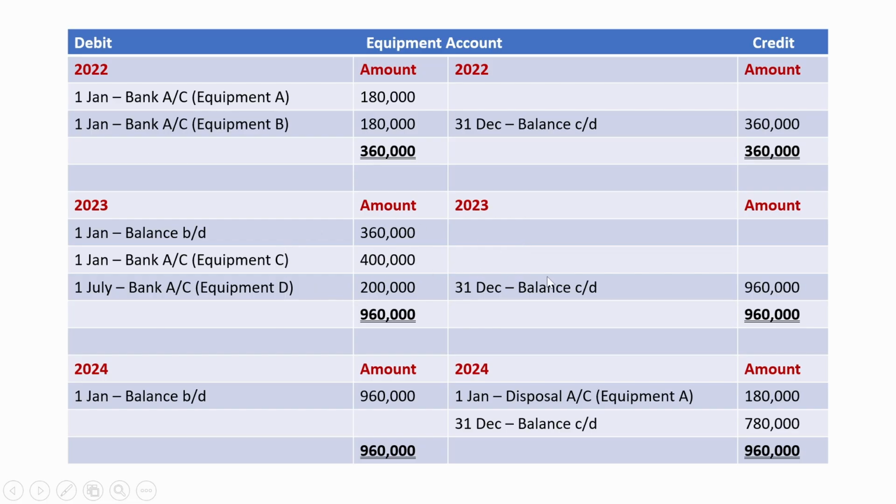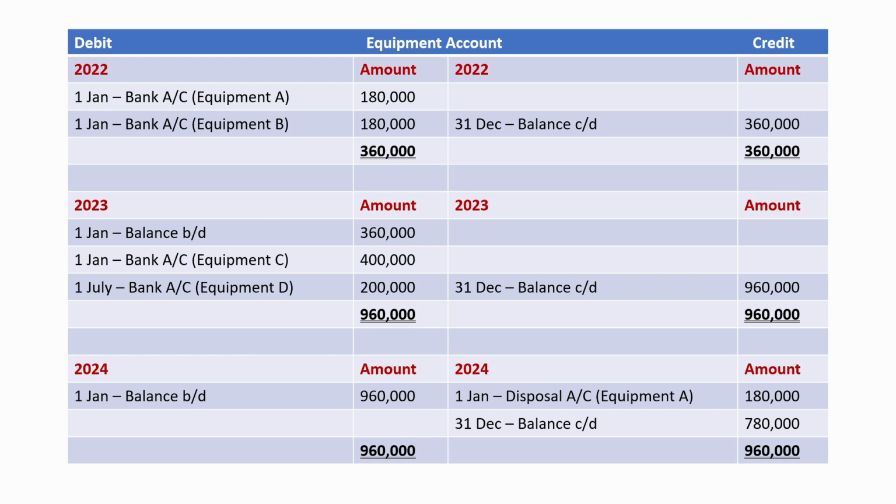So by the end of this year, by that 1st December, the balance carried down will be the total of what you have on the debit side, 360 plus 400 plus 200, which will give you 960,000. So record the totals for both sides, close the year, and proceed to the next year, which is 2024.